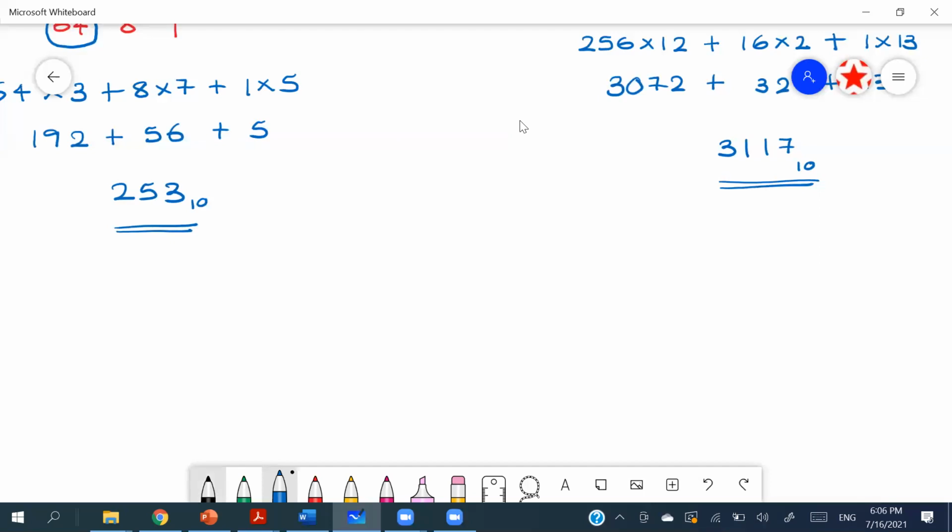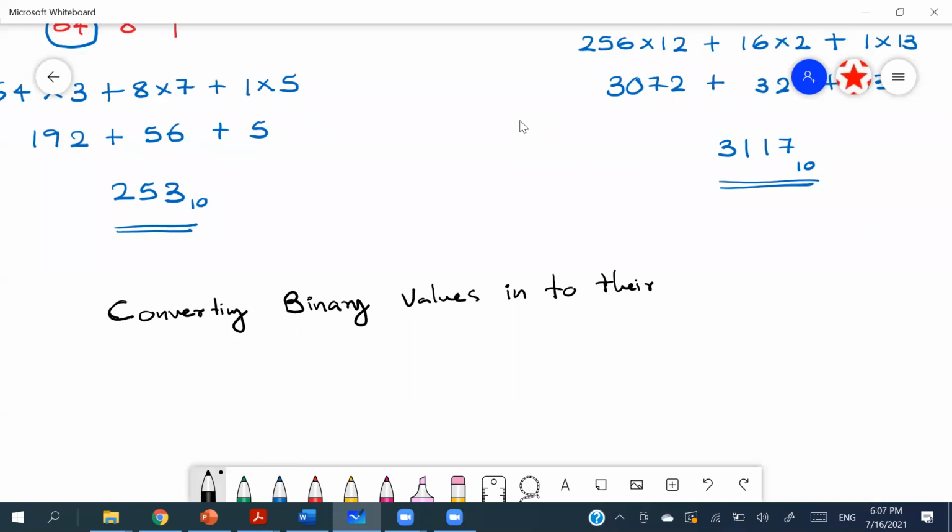So let's write the heading: converting binary values into their octal and hexadecimal.